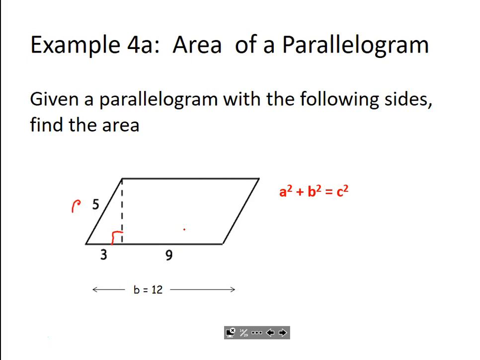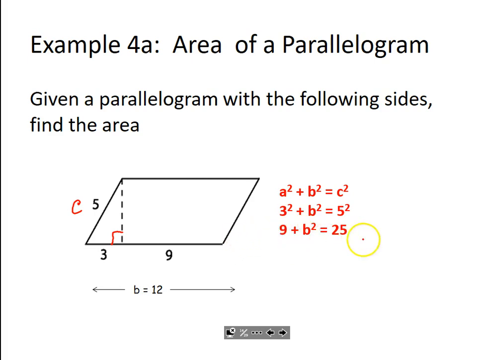So we know that this is C because it's the hypotenuse opposite the right angle. And then we have our side 3 at the bottom, and it doesn't matter whether we make that a or b. So we're going to do a squared plus b squared equals c squared. So we're going to do our 3 squared here plus our b squared, which is going to be our height, equals our c squared. 3 squared is 9, and 5 squared is 25.